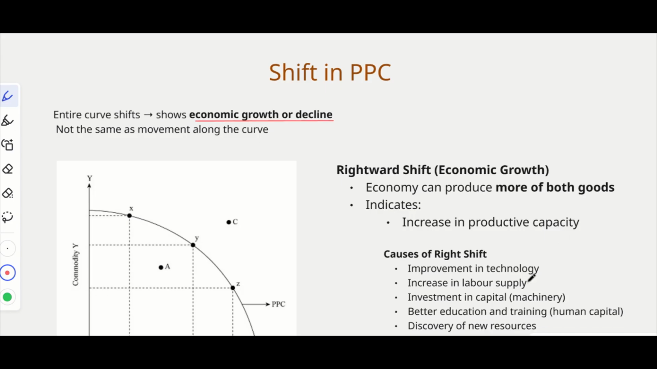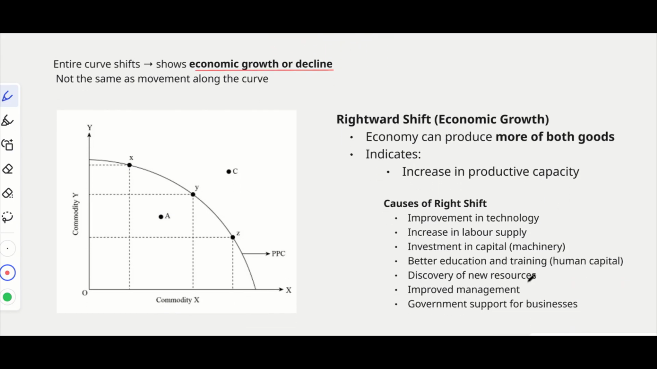Let's see the shift. As I mentioned, we have two types of shift, rightward and leftward. Let's see the rightward shift. When the curve is shifting rightward, it means the curve will expand.